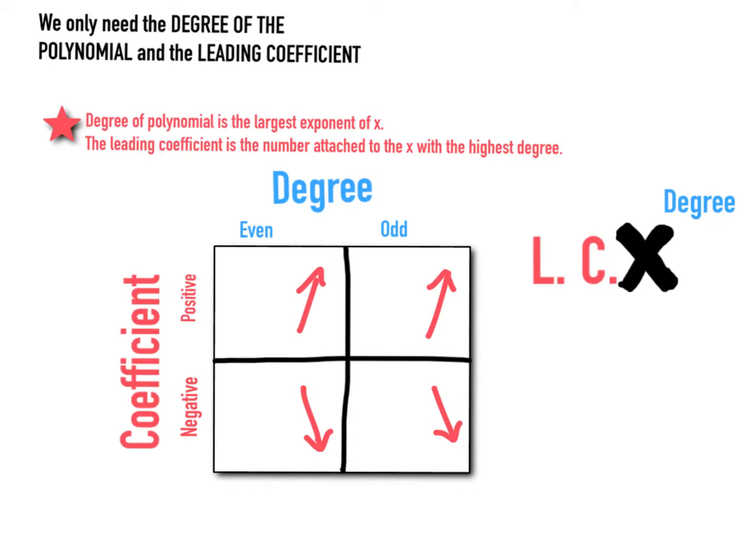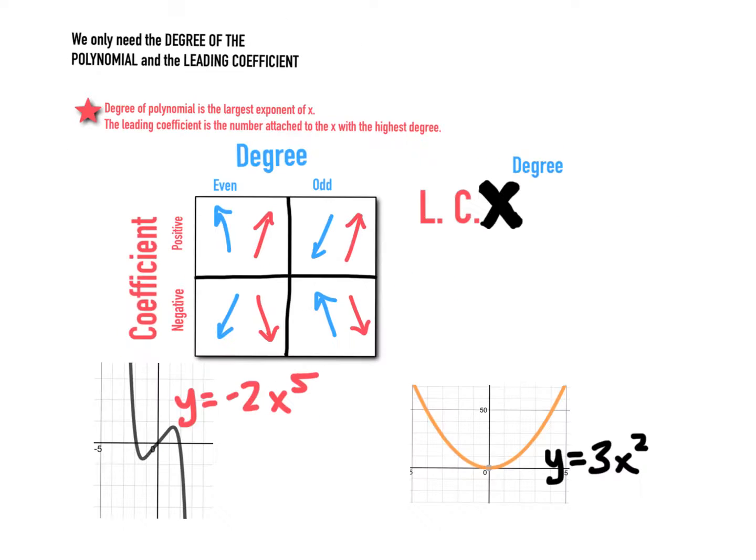Then, whenever we look at the degree, if it's even, then these two tails will end going the same direction, whereas if it's odd, they'll go in opposite directions. And so we can see this in these two examples here. Here the leading coefficient is negative, so that tells me it's going to end going down. And since the degree is odd, that lets me know I need to go in the opposite direction.